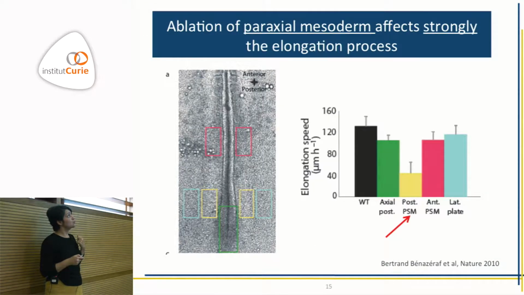So this is just to show that he also looked in different regions, and as you can see, it is the posterior PSM that drastically reduces the elongation rate of the embryo.